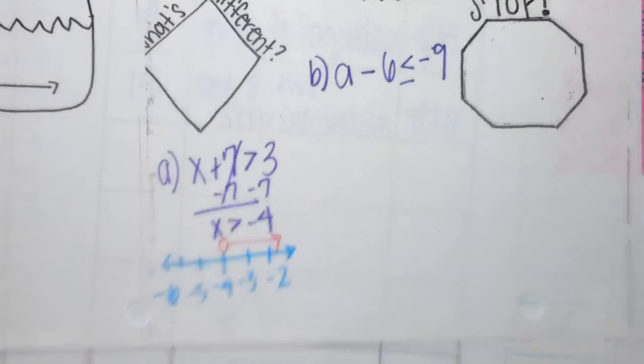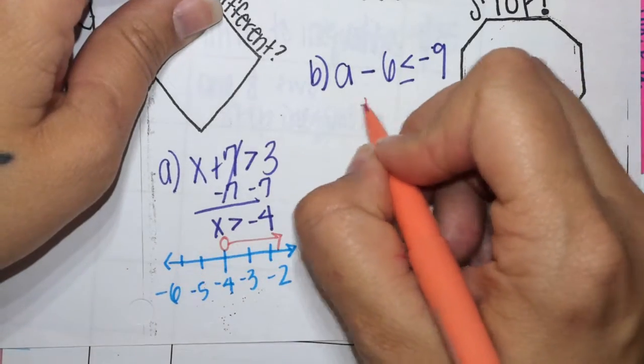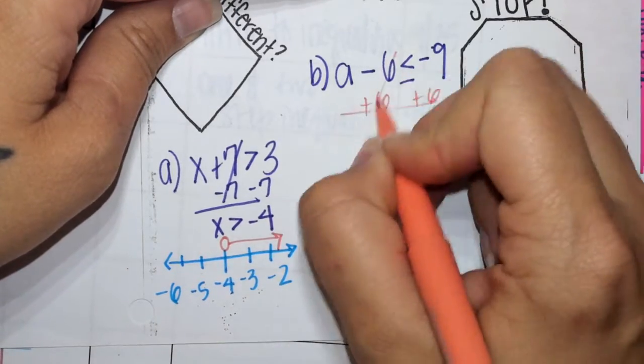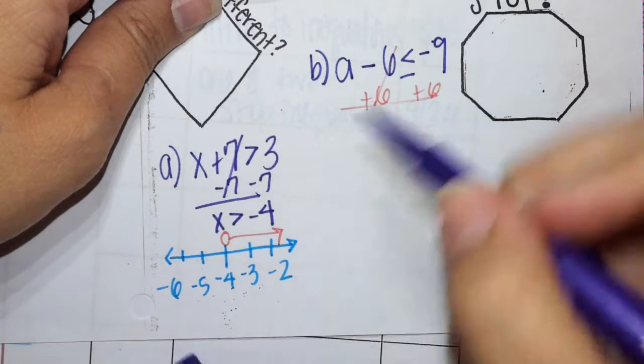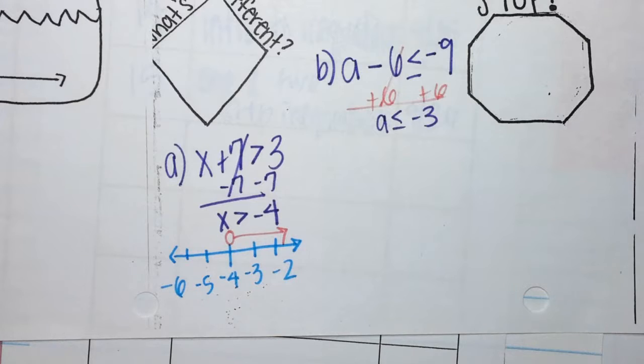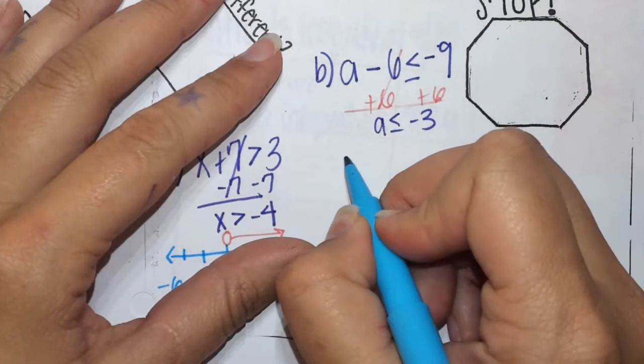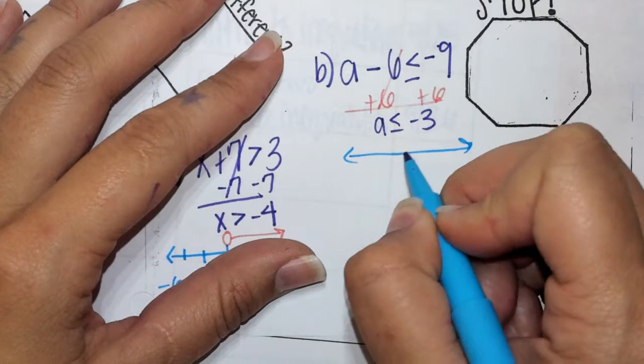Are we ready? Are you texting on your phone in my classroom? Put it face down. All right, did everybody add 6? Did you then get that a is less than or equal to negative 3? Did you then graph it? All right. Let's see if your graph looks like mine.